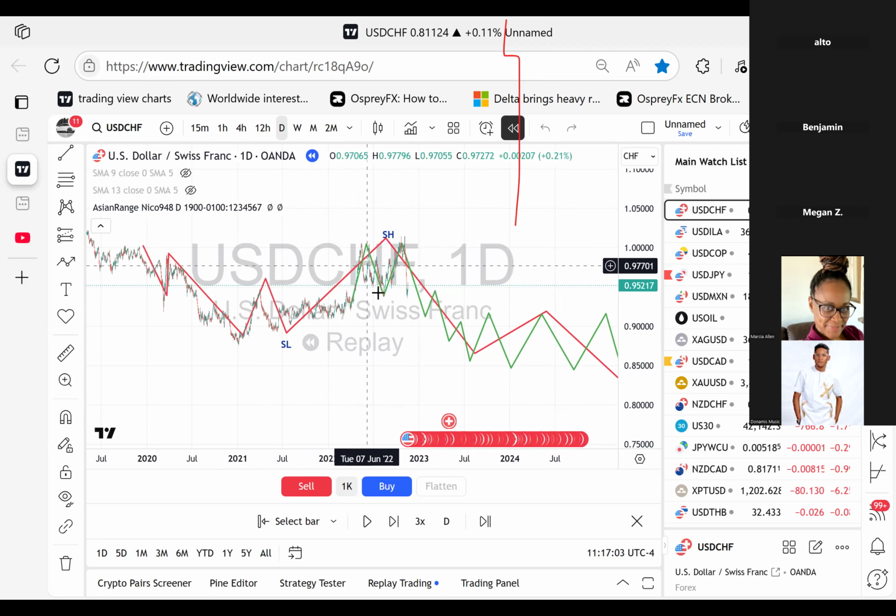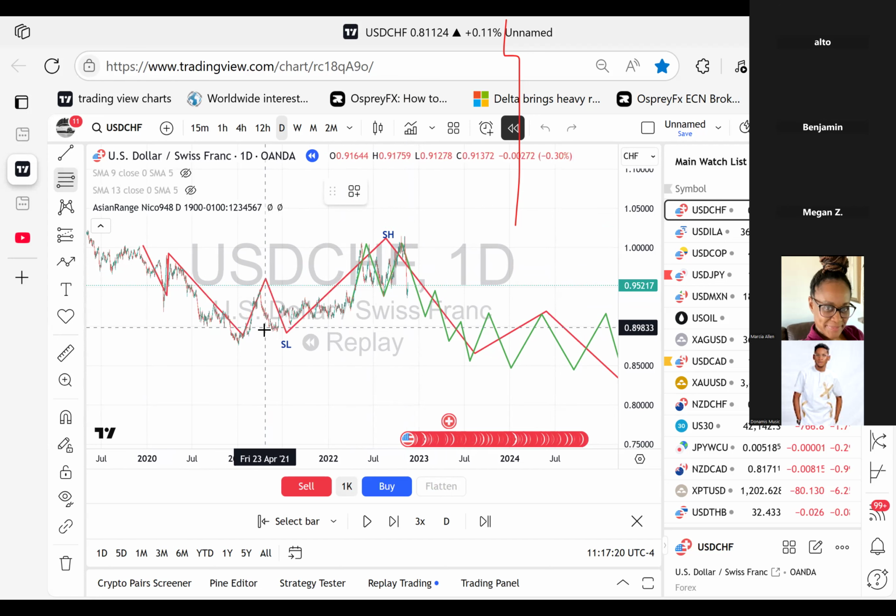We got this double top right here. So we got a liquidity grab. We're expecting the market to sell. And this market takes off and starts selling, right? Y'all see that? Where is this sell going to?